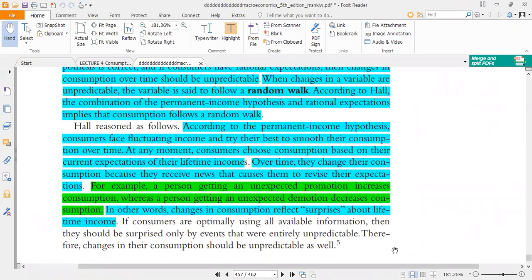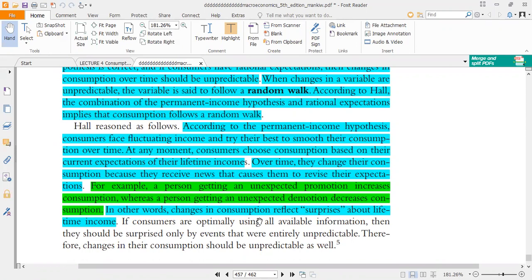Okay, so an example is if you are a worker and you get an unexpected promotion. This is going to increase your lifetime income. So if yesterday, based on your rational expectation and your forward-looking assumption, you formed your consumption pattern, but today you receive this unexpected news that you are getting a promotion, this is going to cause you to revise your consumption because there's going to be an increase in your lifetime income. So what is going to happen to your consumption? Your consumption will increase. But this increase in consumption was totally unpredictable. You didn't know that you were going to get a promotion.